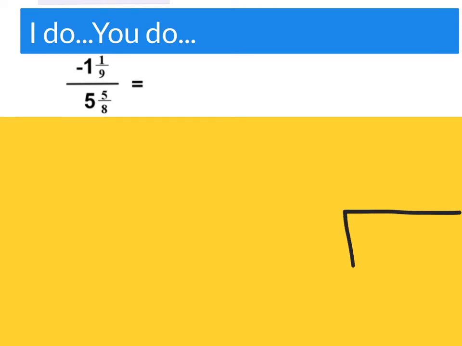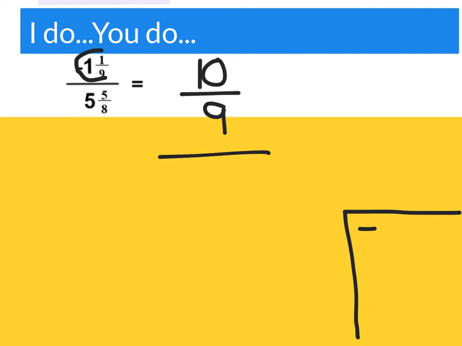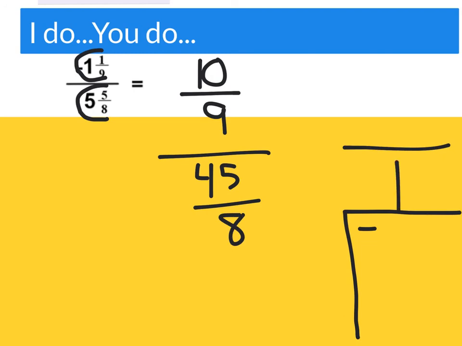Have a division problem. I have negatives involved, so I'm going to get my negative answer right away. I have one negative, that's odd, so my answer is negative. I then go to improper fraction. 9 times 1 is 9, plus 1 is 10 ninths. I'm going to go ahead and write it vertically again this time. The bottom is 8 times 5, which is 40, plus 5, which is 45 eighths. And then our goal again is to get the bottom to be 1, so it will disappear. To do that, I take it times its reciprocal.